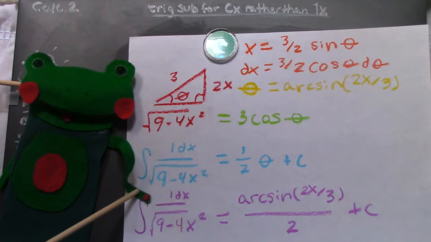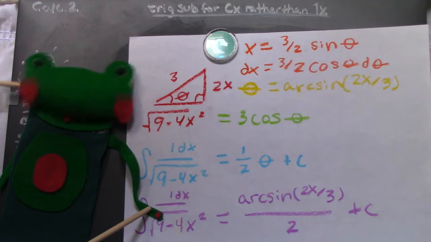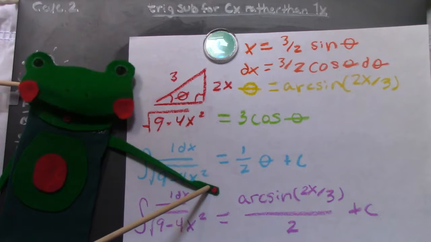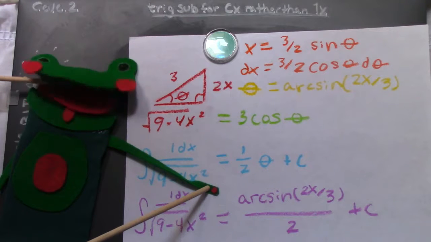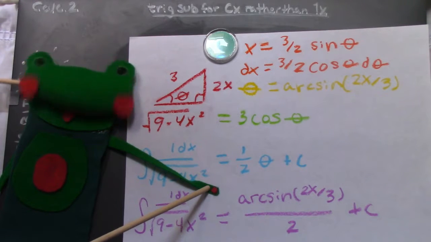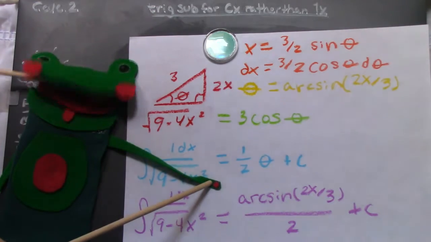and that gave us the integral of 1 dx over the square root of 9 minus 4x squared equals arcsine 2x over 3 over 2, or 1/2 arcsine 2x over 3, if that's easier for you, plus a constant. And that's it, that's your answer.